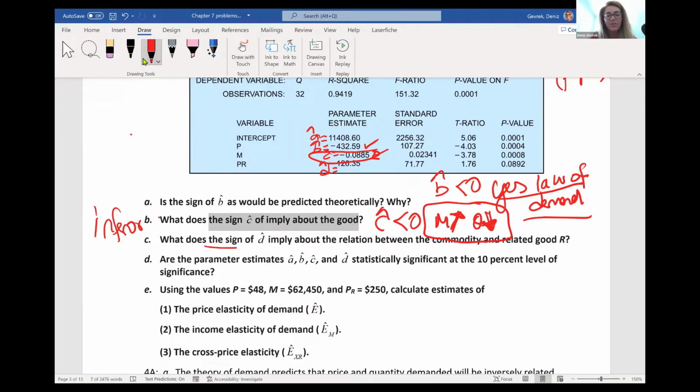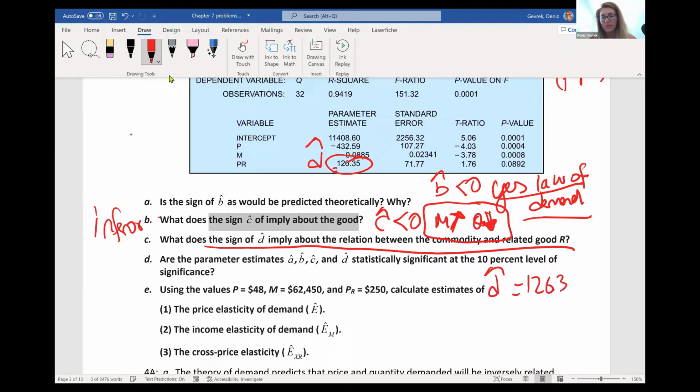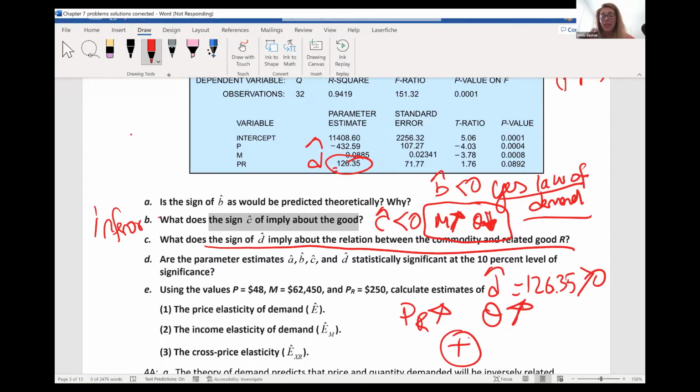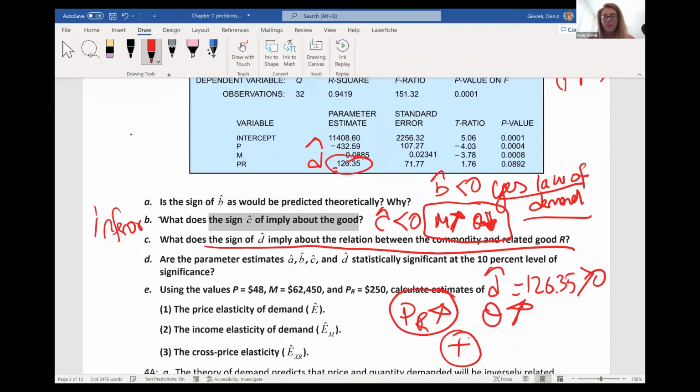What does the sign of D hat imply about the relationship between the commodity and this good? So D hat is here, 126.35, and it's positive, right? That means price of the related good goes up, quantity goes up. They have a positive relationship. A positive relationship doesn't mean they always go up together. It means they can also go down together. That means same directional relationship. They move together.